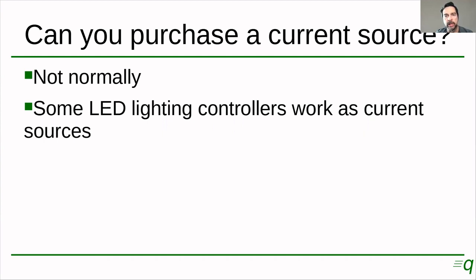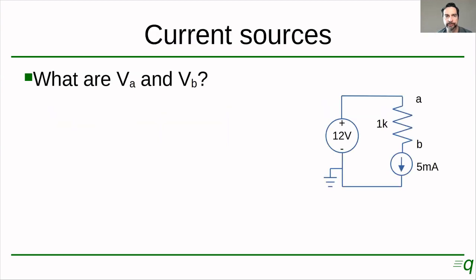And the brightness is not really controlled by the voltage, but controlled by the current. So devices that control LED lighting work as current sources, and they will push a certain amount of current through an LED or through a string of LEDs to control the brightness, okay? Very good. Now let's try to understand a little bit more about how these work, okay?